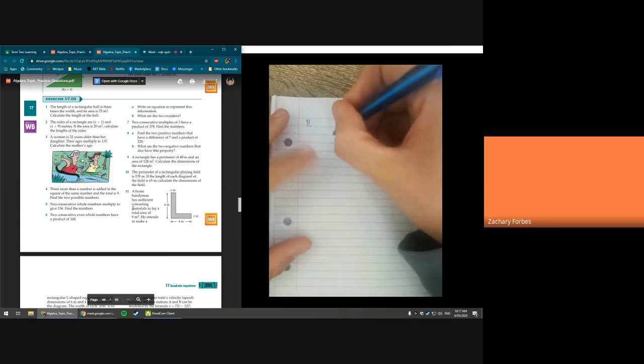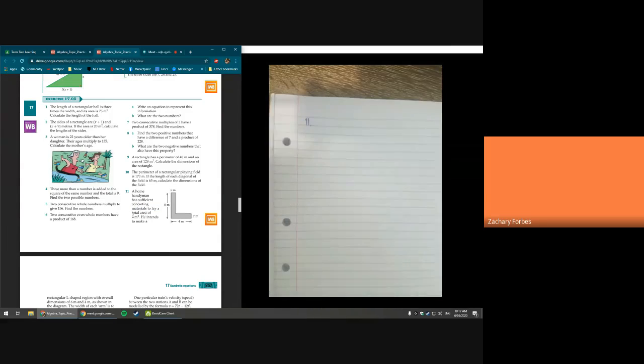A home handyman has sufficient concreting materials to lay a total area of 9 meters squared. He intends to make a rectangular L-shaped region with overall dimensions 6 meters, 4 meters, as shown in the diagram. The width of each arm is to be a uniform x meters. Oh man, it's all done for us. Express the area in terms of x using this information, hence form an equation and solve it.